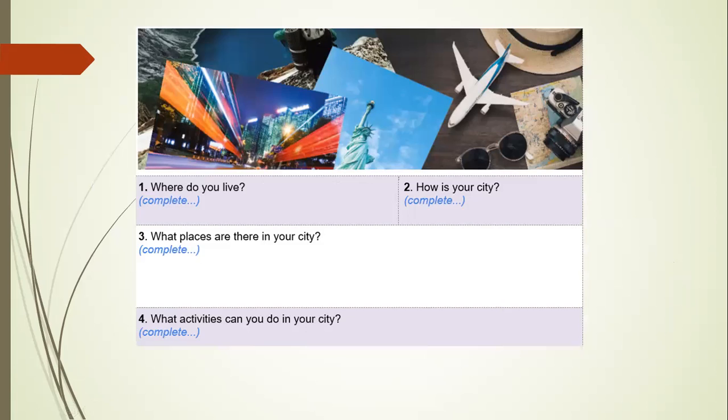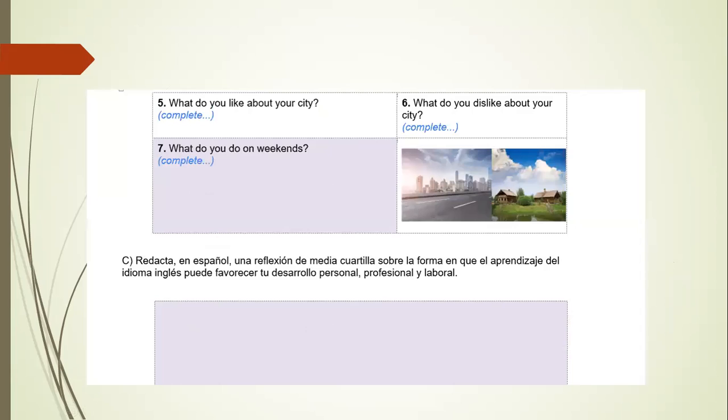In the second part of your blog, you have to answer questions like this. Where do you live? How is your city? What places are there in your city? What activities can you do in your city? What do you like about your city? What do you dislike about your city? What do you do on weekends?